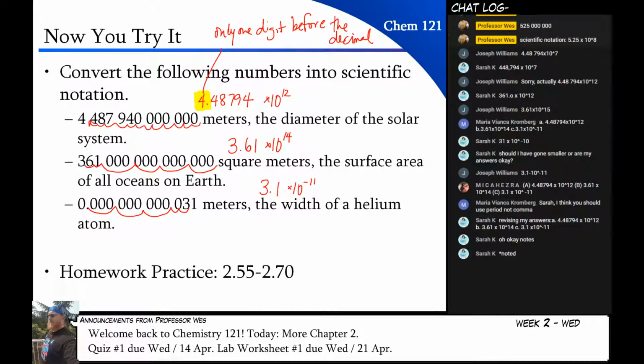You might think, well, wait a second, helium's not even the first element. Why is helium smaller than hydrogen? There are interesting reasons, and we'll talk about that a little bit when we get to unit 7, probably. All right, there's our numbers. Any questions, let me know.